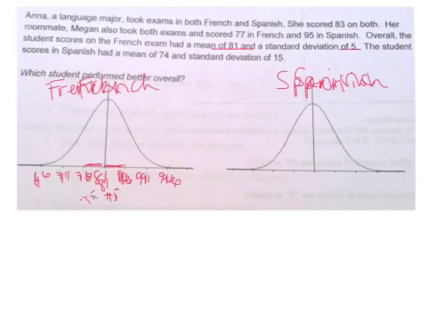So let's go ahead and place them. Well, Anna, she scored 83. So we'll put Anna where 83 would be. It'd be right about here. This is Anna scoring on her French test. And Megan, I'll put her in black, Megan got a 77 in French, so she's way down here. So this is Megan.